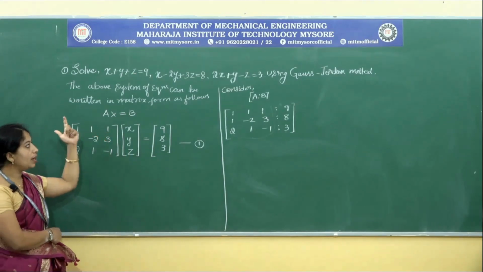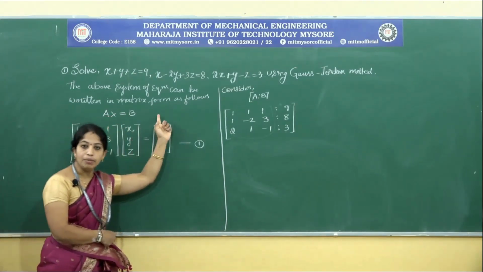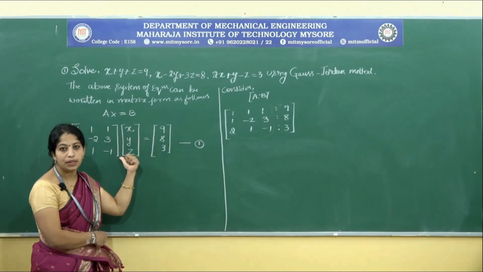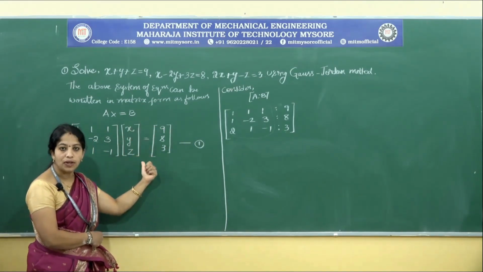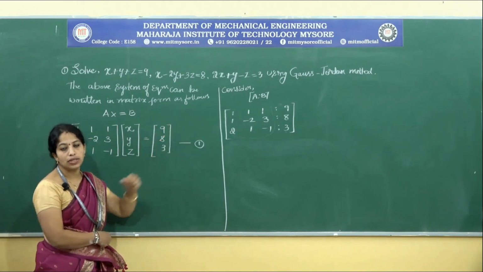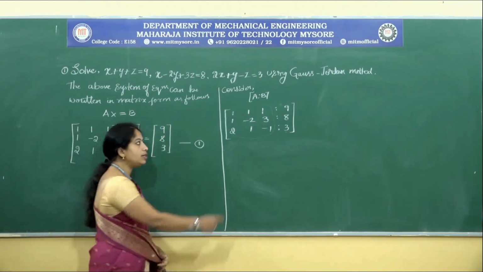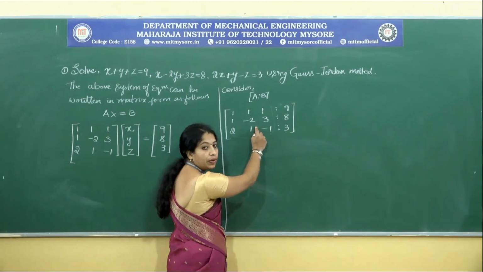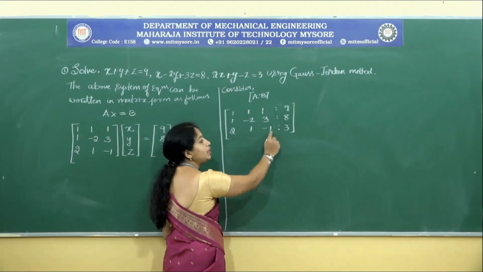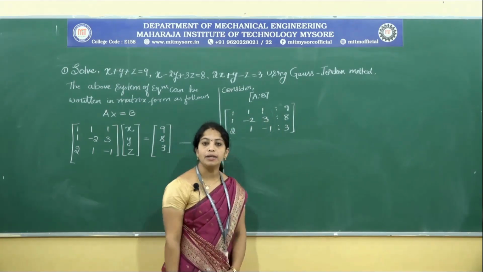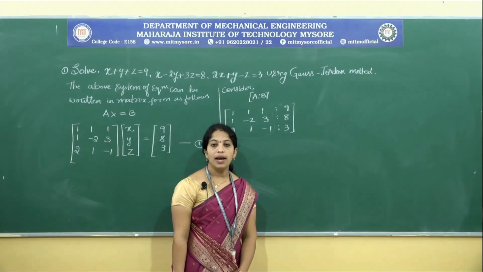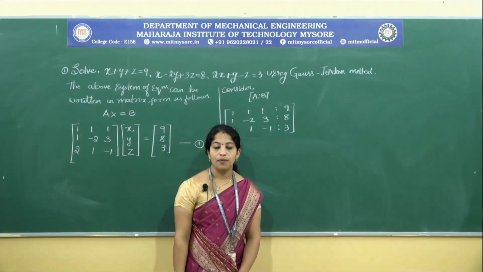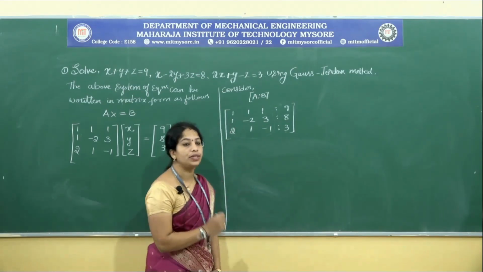Now in the solution, the above system of equations can be written in matrix form, that is Ax equals b. Here A is the coefficient matrix, x is the matrix of unknowns and b is the constant matrix. Consider the augmented matrix. Now here we are supposed to reduce the coefficient matrix into the diagonal matrix. Diagonal matrix means except the diagonal elements, all other elements should be 0. We are supposed to use only the row operations.